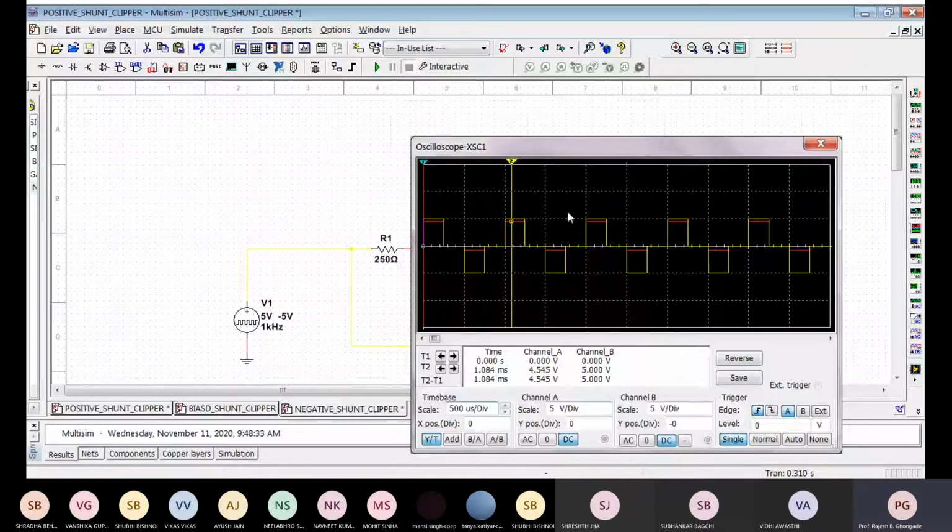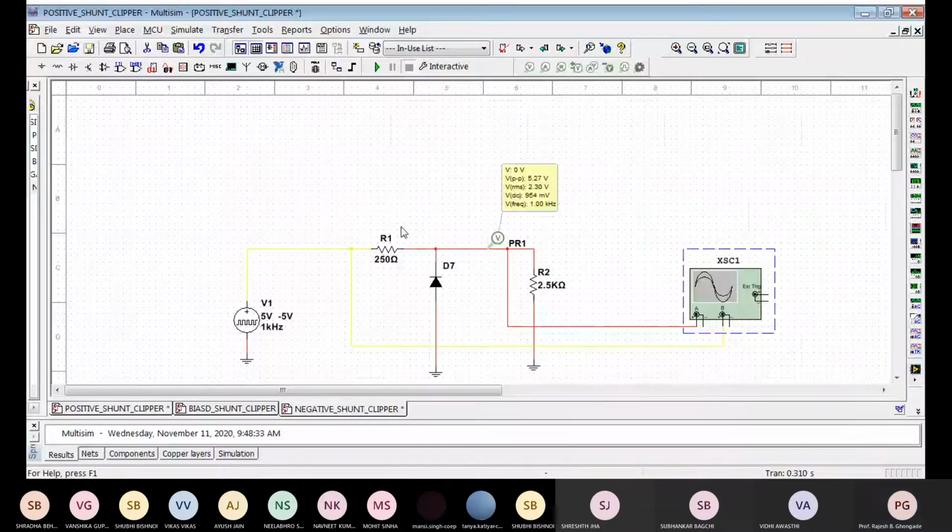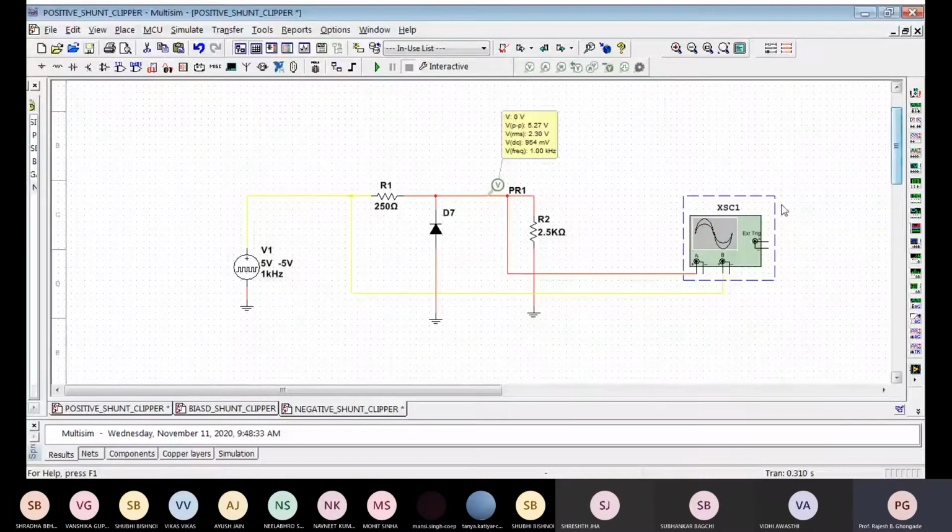So I hope you see the multi-sim screen in front of you, guys. Yes, sir, it's visible.